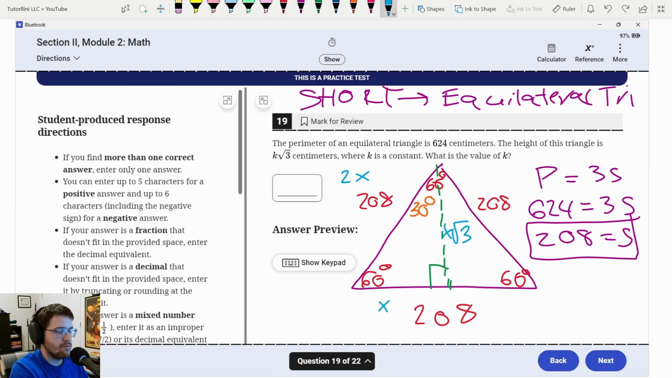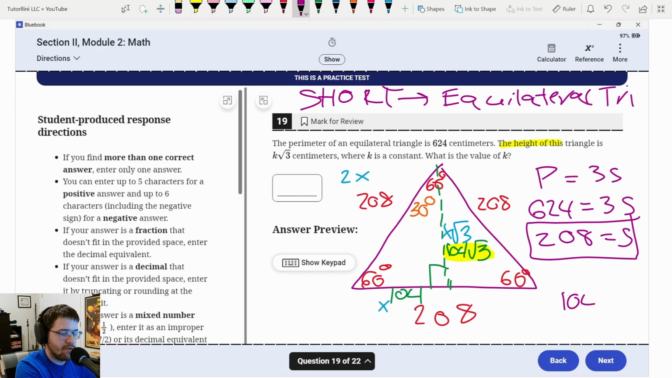So if 2x equals 208, that means that x is 104. You can also see down here, this will always happen for equilateral triangles. This side gets cut in half. See how it looks symmetrical? So if x is 104, that means this must be 104, and x root 3 must be 104 root 3. I go over this in my special right triangles video. And so the question's asking us for the height. So the height is 104 root 3.